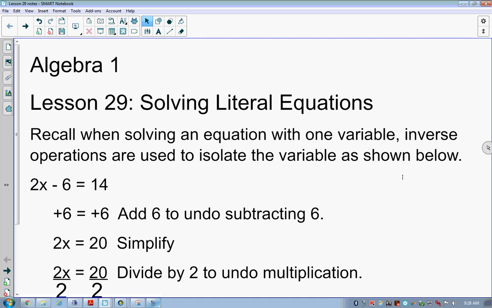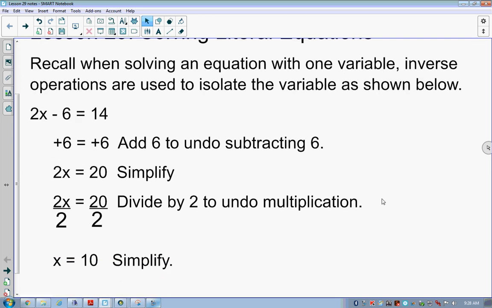Algebra 1, Lesson 29, solving literal equations. So we want to recall that when solving an equation with one variable, inverse operations are used to isolate the variable as shown below. Not dissimilar from what we just did, some of the questions that we worked on from your last homework assignment.